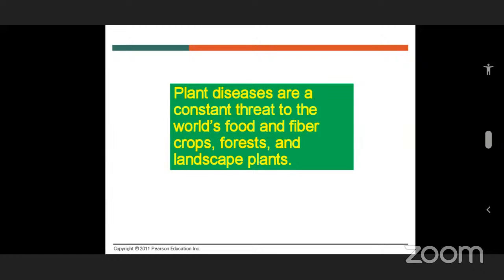Whenever plant diseases are there, they constantly threaten the world food supply and also fiber crops, forests, and landscape plants. Wherever plants are present, they are infected with diseases. You should remember that. They affect not only food grains but also non-food crops. Wherever a plant is there, a pathogen is attacking that particular plant, and they are also disturbing nature.